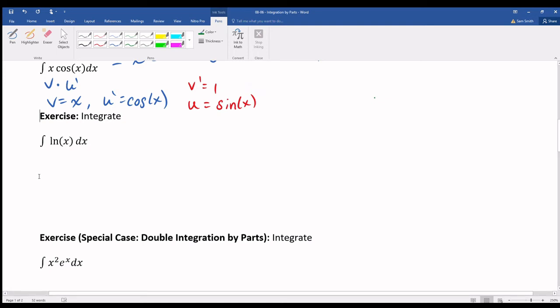Let's do a few more examples of integration by parts. Here's a fairly unique one. Let us integrate natural log of x.